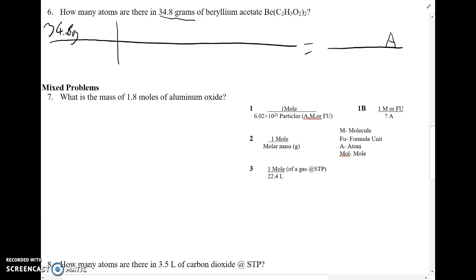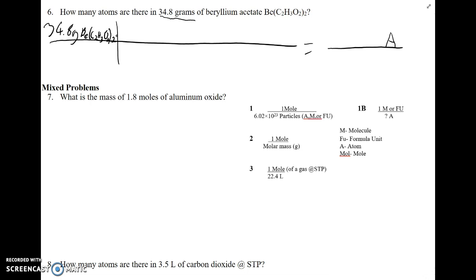Unfortunately, we have not been given the formula, but we should know how to find the formula. Beryllium has a positive 2 charge. Acetate has a negative 1 charge, so it's Be(C2H3O2)2. I want to put my formula there in my problem. Okay, so now my next step is identifying the conversion factors that I need.